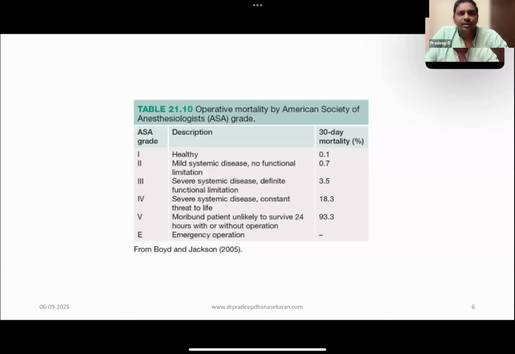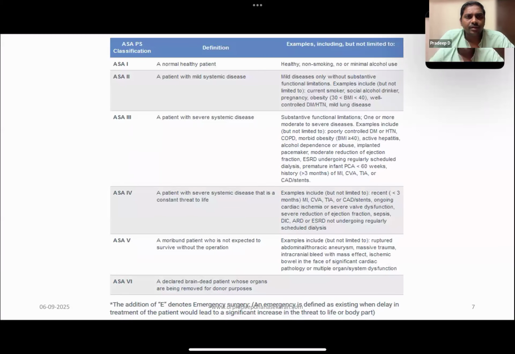These are the ASA grades and the predicted 30-day mortality as per Bailey. ASA grade 1 to grade 5 have an increasing risk of mortality. It only takes certain things, but it is not that specific. And ASA E includes the emergency operation. This is the ASA classification.